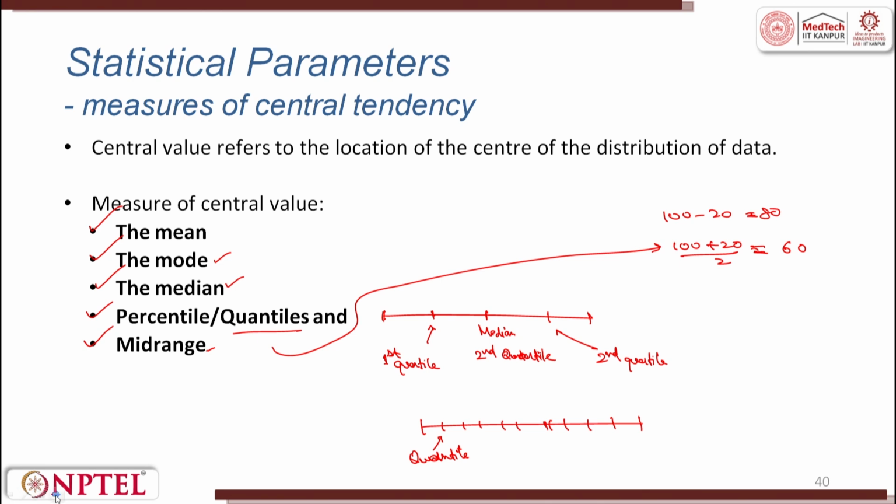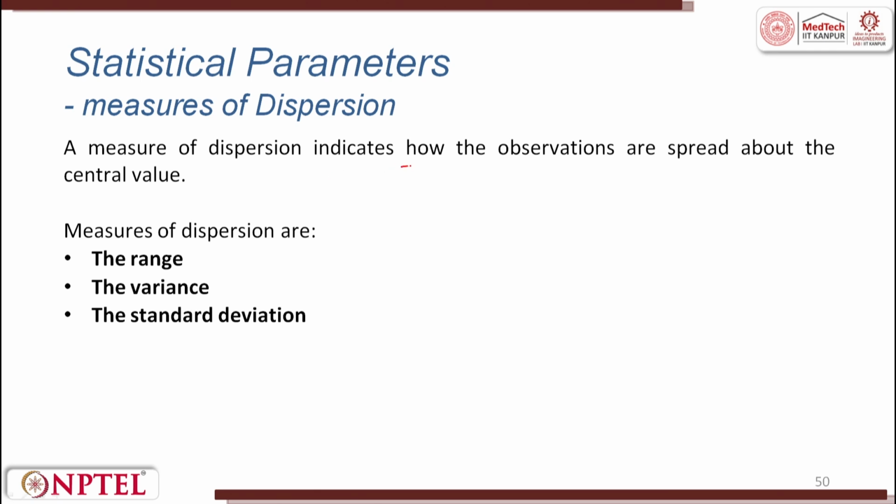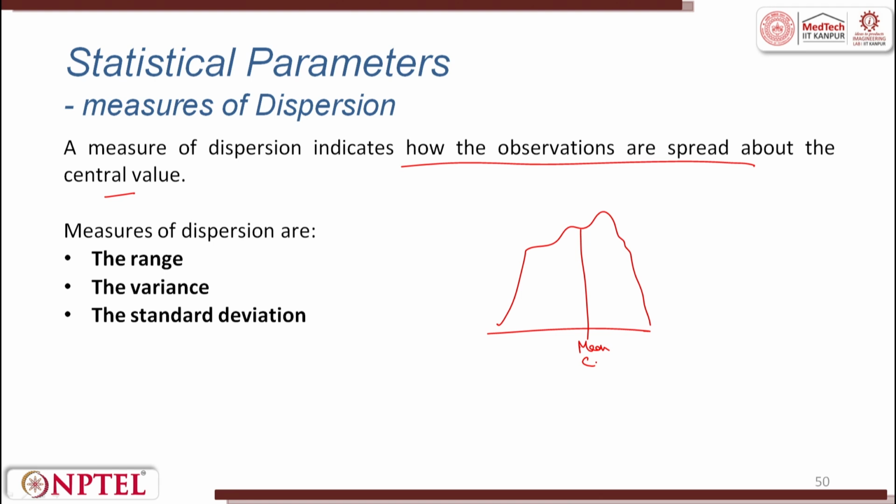Then comes measures of dispersion. Measure of dispersion indicates how the observations are spread about the central value. Central tendency is, for instance, this was the data that we presented in the polygon. Where is the center? This is mean, this is central tendency, and this is dispersion. On the left hand side and on the right hand side, how dispersed is the data? The value 20 and 100 represented my range. This was 100 minus 20, 80. This gives me the spread of the data.